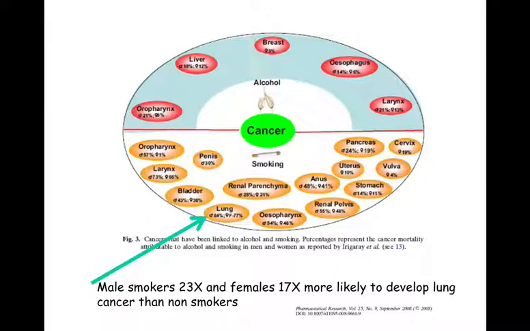One very well-known association is with cancer and smoking. Male smokers are 23 times more likely to develop lung cancer than non-smokers. Female smokers are 17 times more likely to develop lung cancer than non-smokers. This may have to do with the difference in immune systems between males and females.